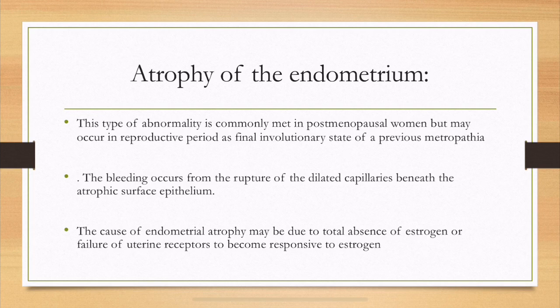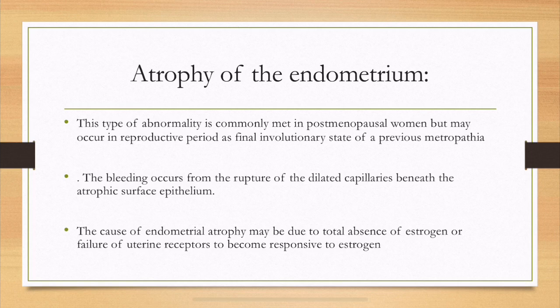We saw in the endometrial lining there was necrosis, there were small hemorrhages. From where does this hemorrhage happen? From the rupture of the dilated capillaries which are beneath the surface epithelium of the atrophied endometrium. Beneath them there are capillaries which are dilated, resulting in hemorrhage.